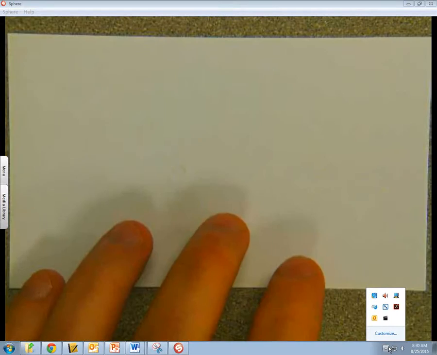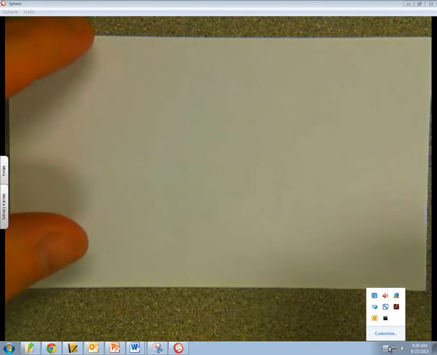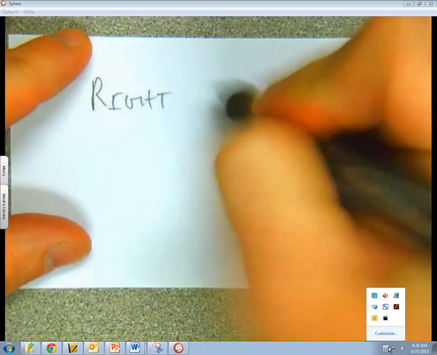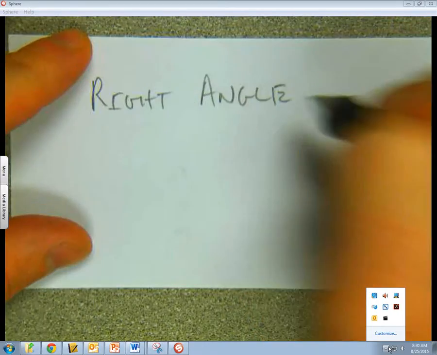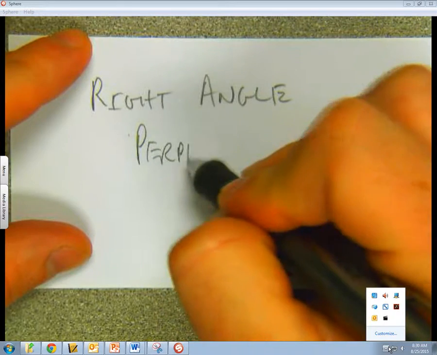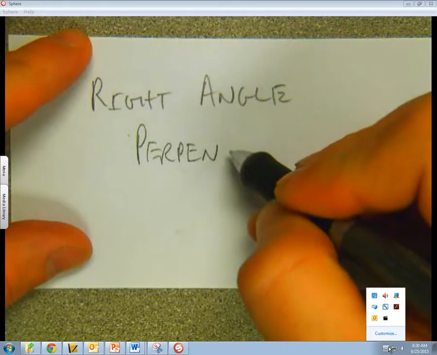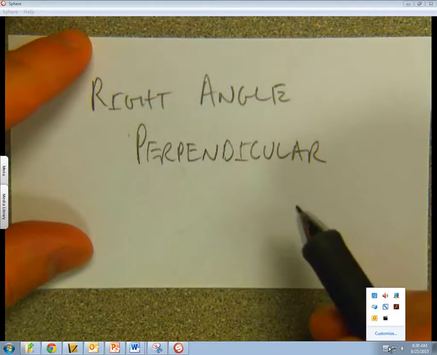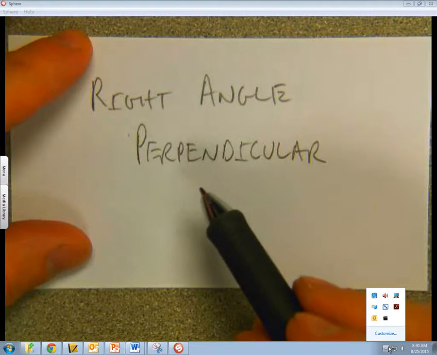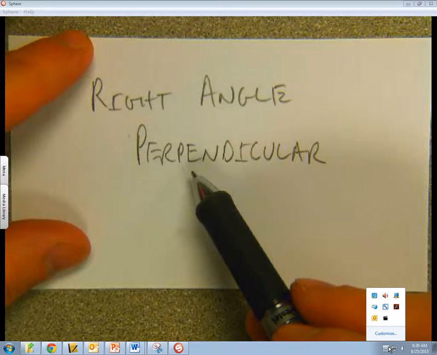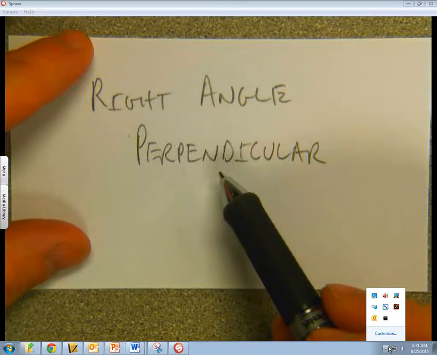Okay, our last definition today is the right angle. And perpendicular. D-I-C-U-L-A-R. Alright. For the record, I'm a horrible speller, so you will see things spelled wrong from time to time. Alright. Just bear with me on that. Help me out a little bit. See if we can't improve there. I need to grow on that one.